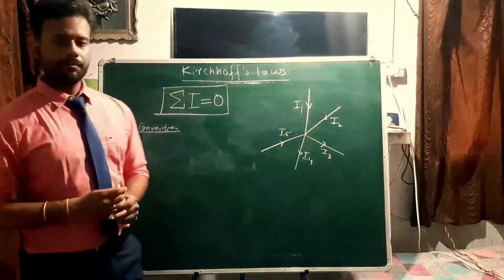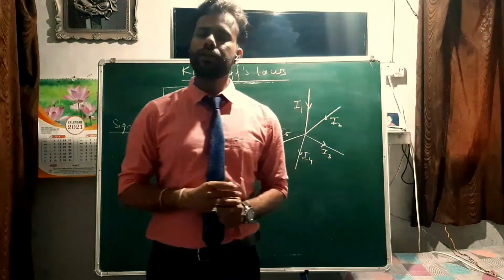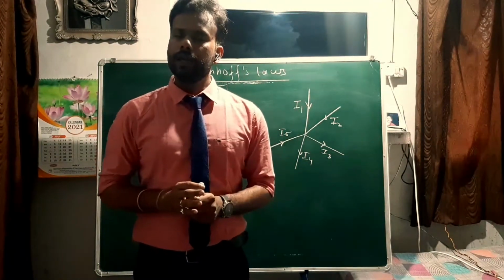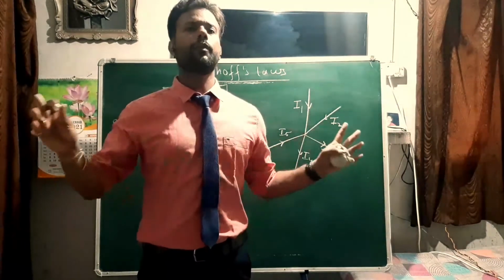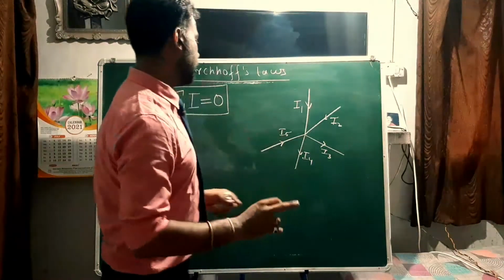It's quite simple. The current which is coming toward the junction will be taken as positive, and the current which is going away from the junction, that is leaving the junction, will be taken as negative. Okay, what I said?